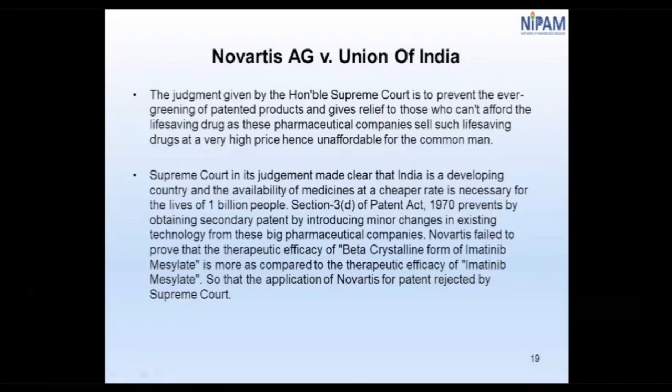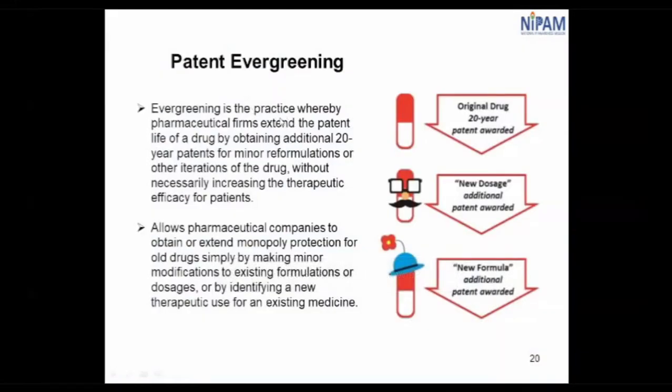The Court said, okay, your product is new, but it has not brought any therapeutic efficacy. What is the aim of imatinib mesylate? The same aim is being achieved by the new form, the beta crystalline form of imatinib mesylate. You use a different product with some other properties, but it has not brought any new therapeutic efficacy, so you can't get the patent. What is patent evergreening? Evergreening is the practice of extending the patent life of a drug by obtaining an additional 20-year patent for minor reformulation of a drug, without necessarily increasing its therapeutic efficacy.